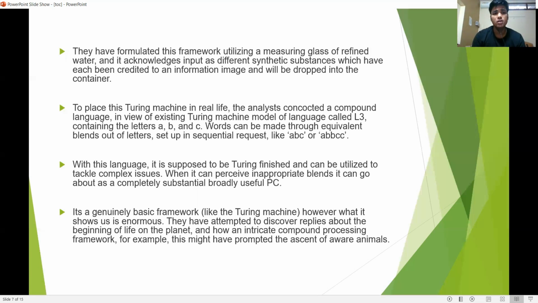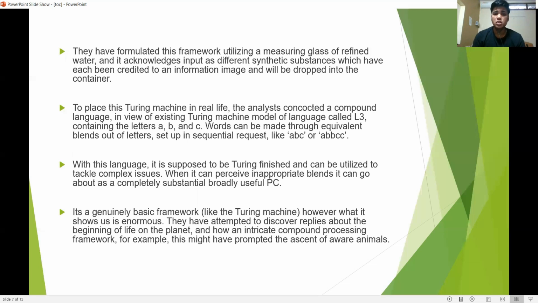L3, containing the letters A, B, and C. Words can be made through equivalent blends of letters set up in alphabetical order like ABC or ABBCC. With this language, it is said to be Turing complete and can be utilized to tackle complex problems.